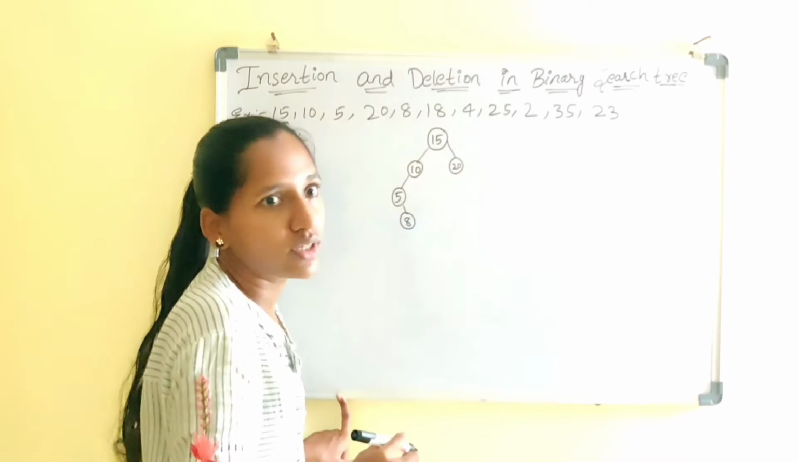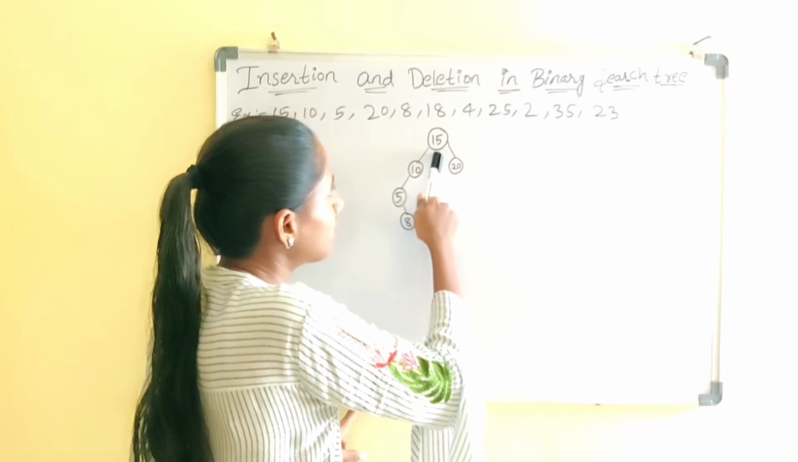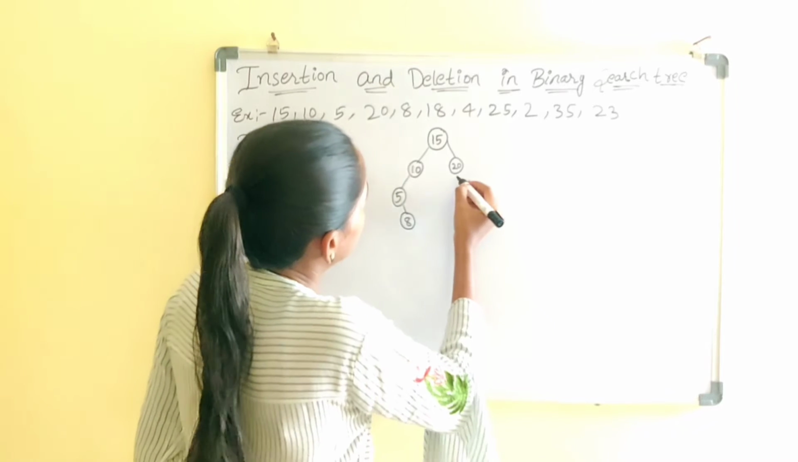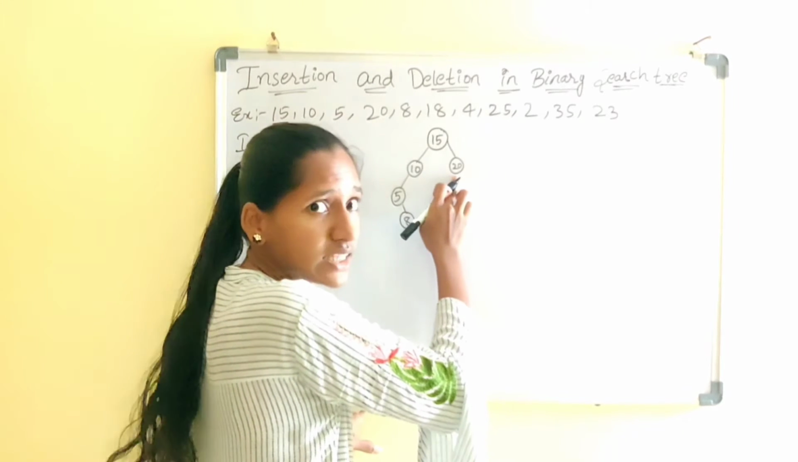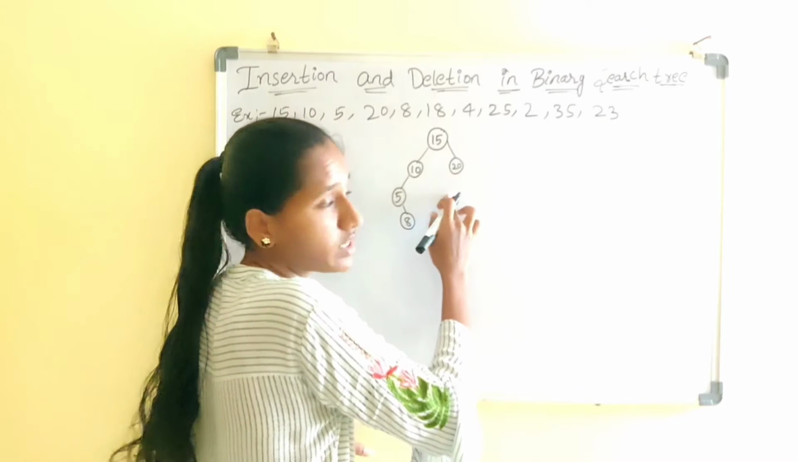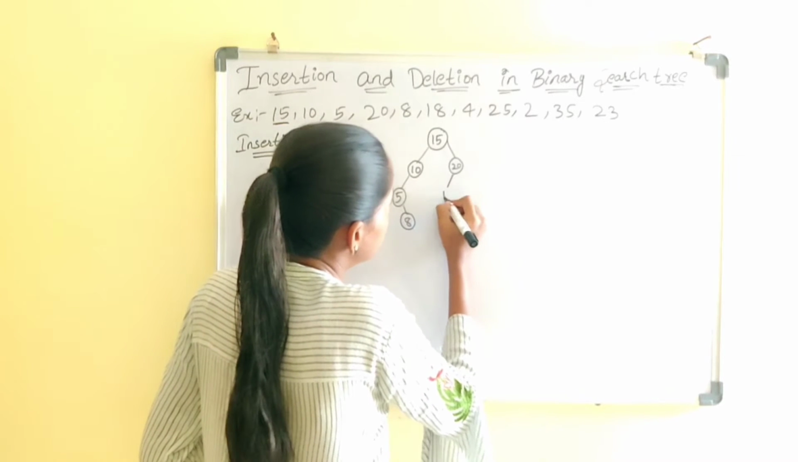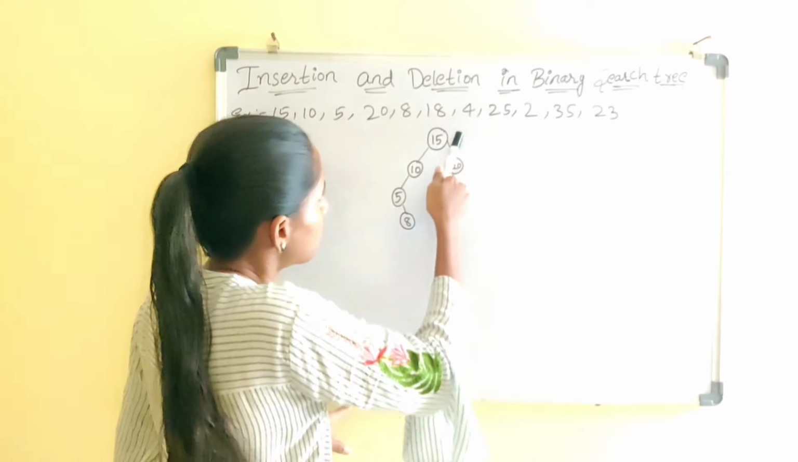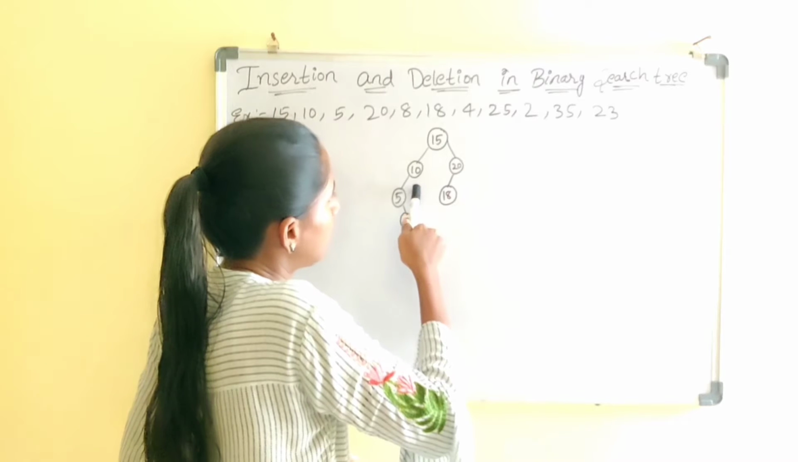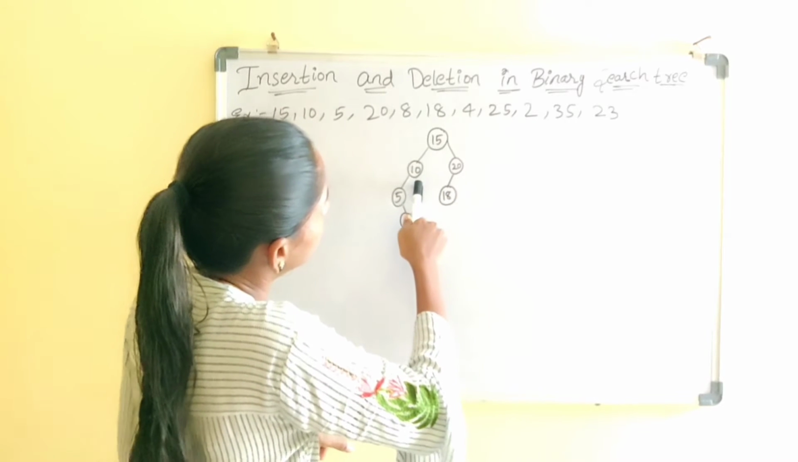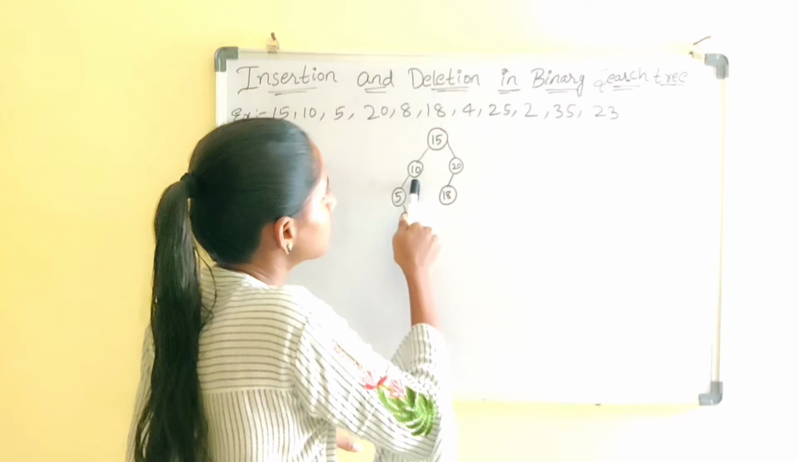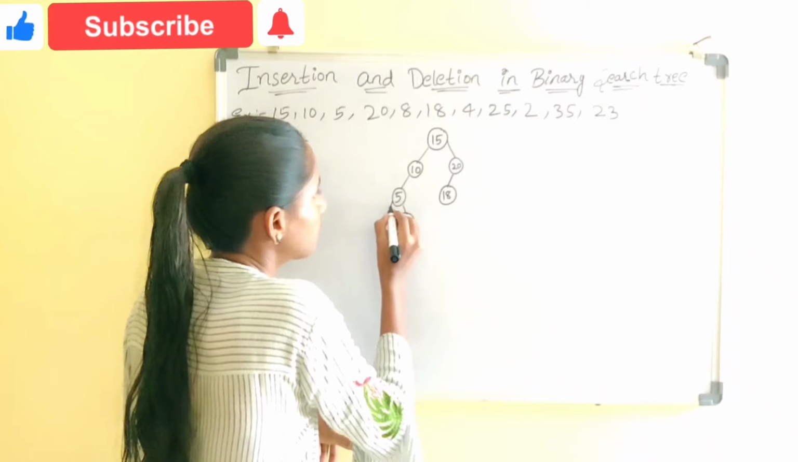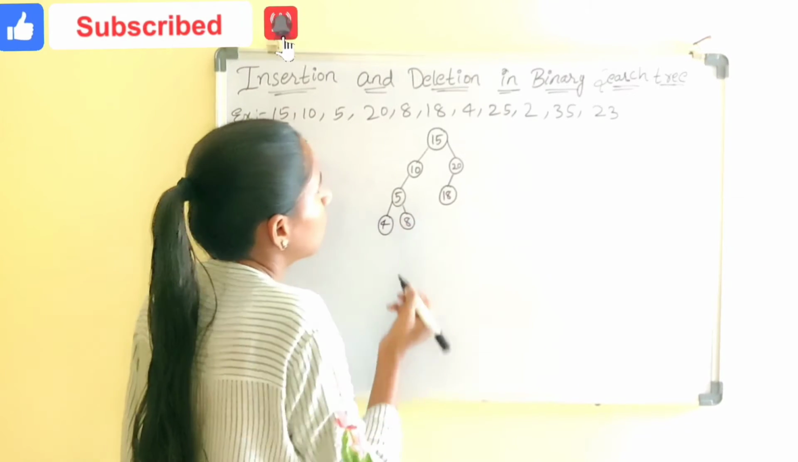Then 18 we have to insert. 18 is greater than the root node, so it comes into the right side node. Then it is less than 20, so we have to write left side 18. Later we have to insert 4. 4 is less than the root node, and it comes here. So 4 is less than the 10 node. Again it is less than the 5 node. So it comes here, 4.